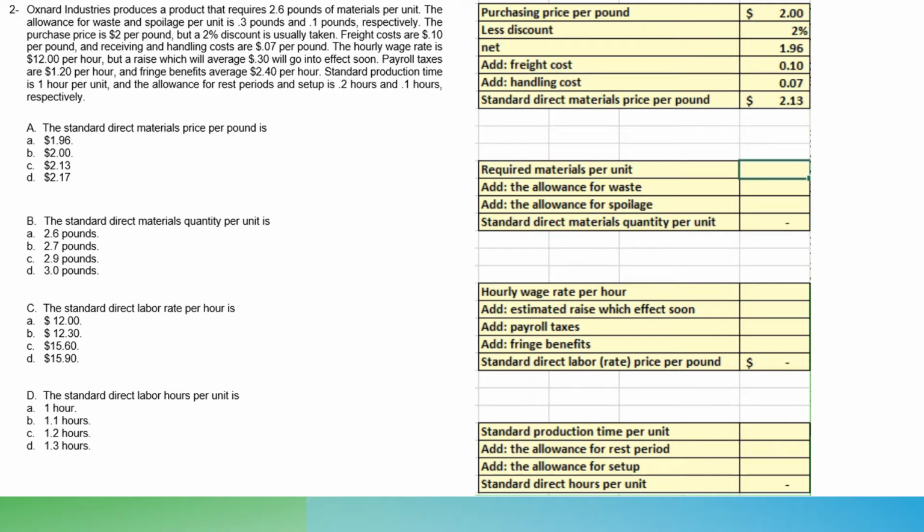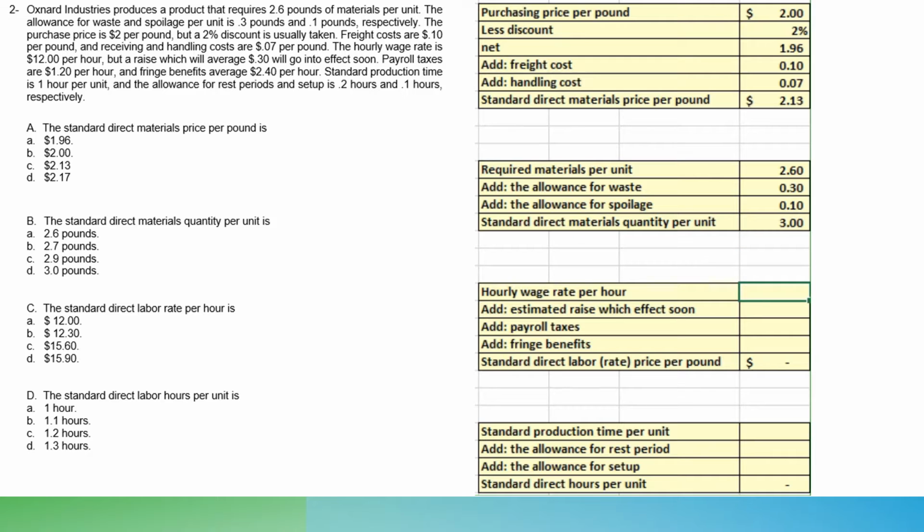Moving on, we have required materials per unit. We're told that we need 2.6 pounds per unit. We need to allow for waste of 0.3 pounds and spoilage of 0.1 pound, so we have a standard direct materials quantity per unit of 3 pounds.